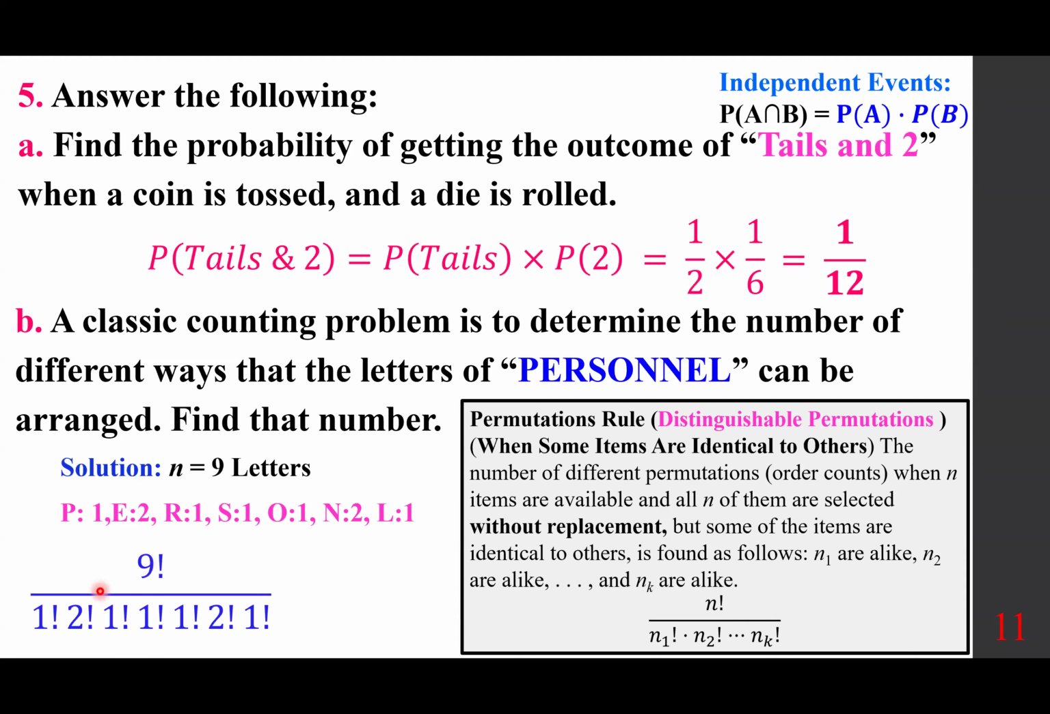9 factorial over 1 factorial times 2 factorial times 1 factorial, 1, 1, 1, 2, 1, and it ends up giving us the following answer. So I hope everybody is clear that it's really not that big of a deal, okay? Just that's the methodology, and that's how we arrive at the answer. All right, we are going to move on, everyone.